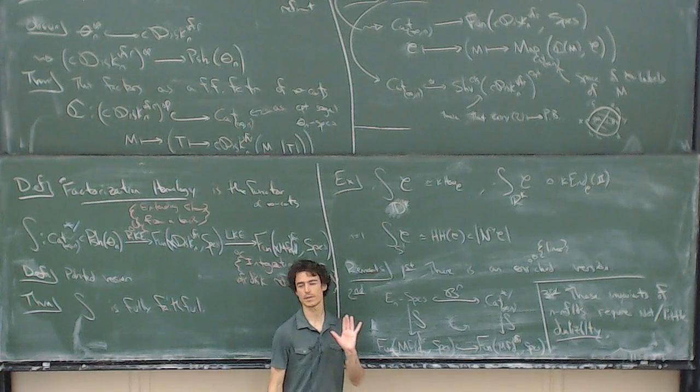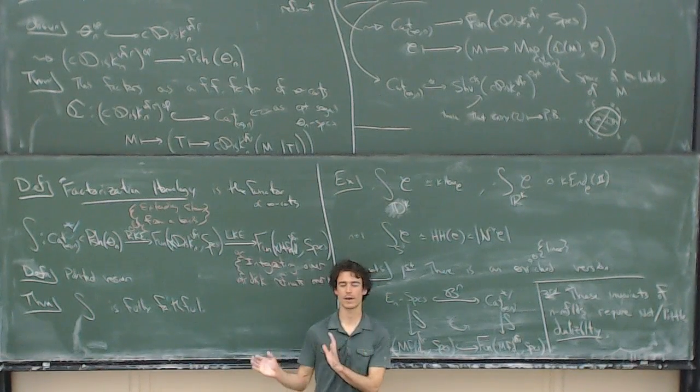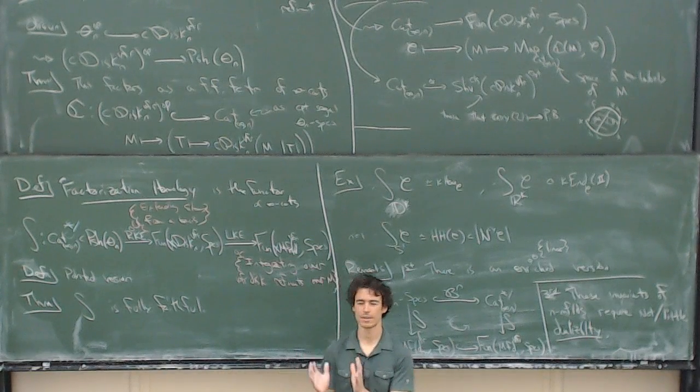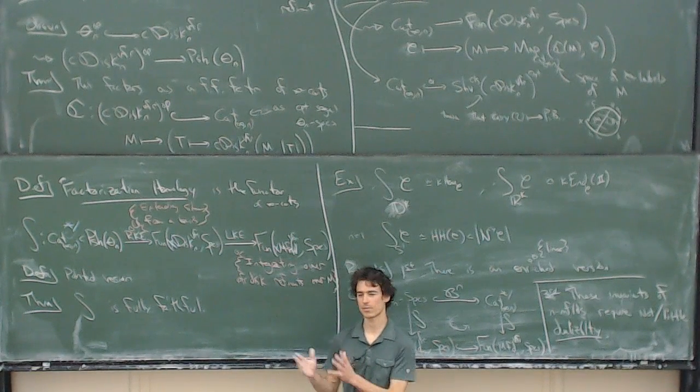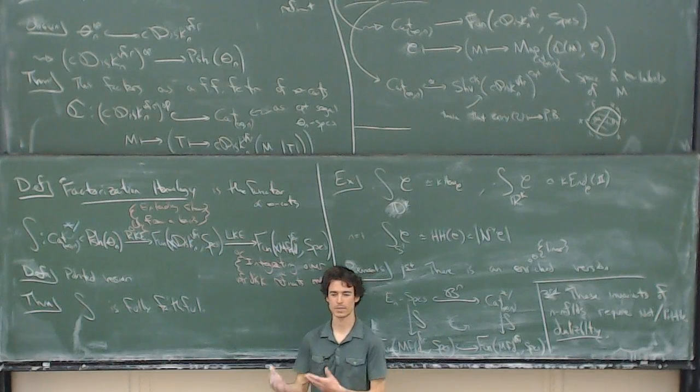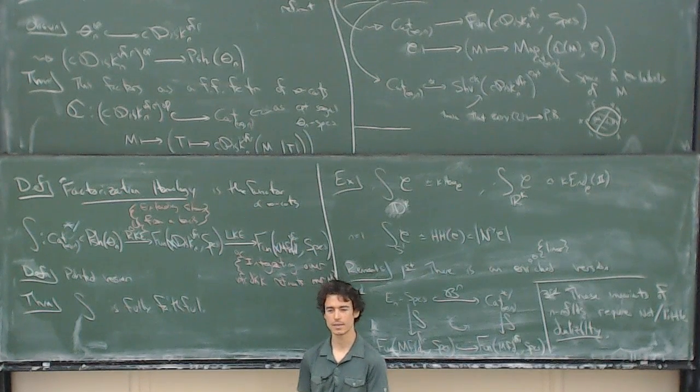So variations of infinity n-categories that correspond to invariants of manifolds with different kinds of structures. Is that the question?